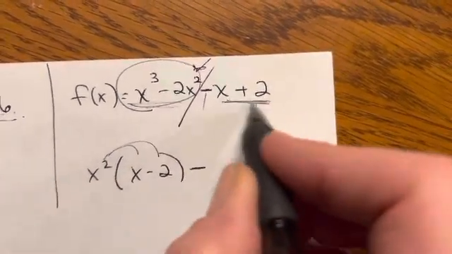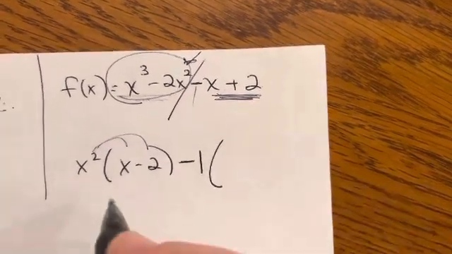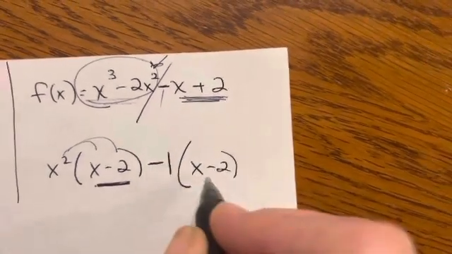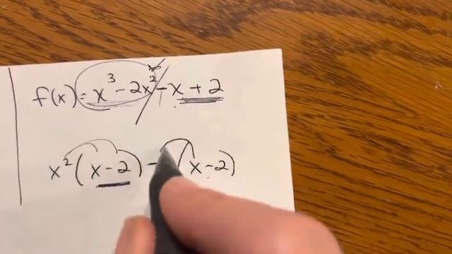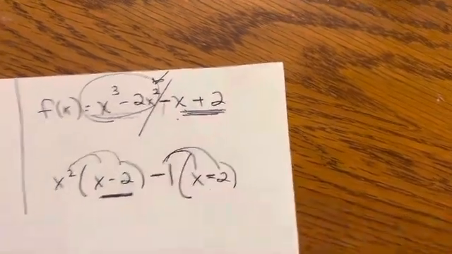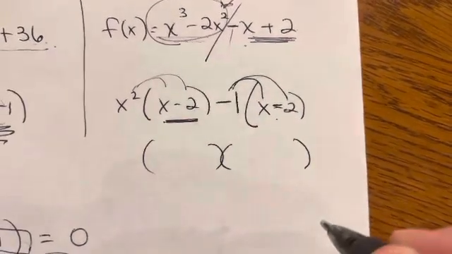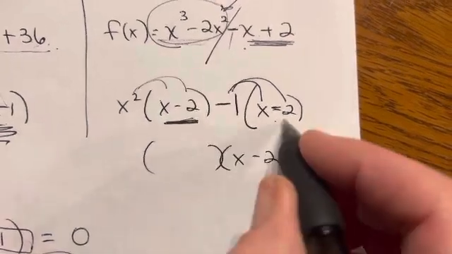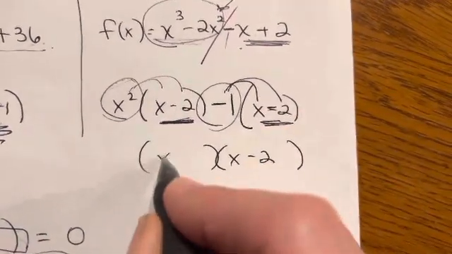Now, this doesn't have anything in common, so I'm going to put a 1. And then remember, this set of parentheses has to be exactly the same, so I just copy it over. And I look, does it work? Well, negative 1 times x is negative x. Negative 1 times a negative 2 is a positive 2. So it does work. Then I've got my 2 sets of parentheses. In one set, I've got x minus 2, because that's what they both have in common. In the other one, I have what's left, which is x squared minus 1.